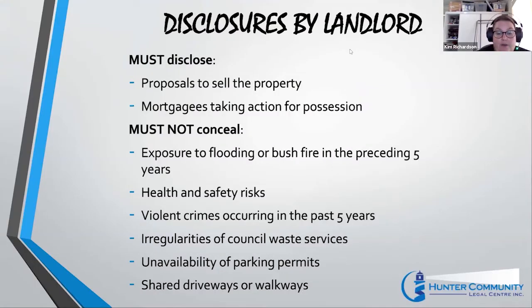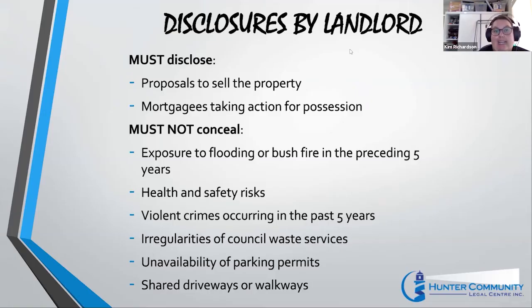The landlord or the agent, if the agent is aware, must also tell you if either of the following apply. They propose to sell the premises, or a mortgagee, so their bank, has started court proceedings to enforce the mortgage over the premises. So it might be a situation where the landlord has failed to pay the mortgage and their bank is taking action to get possession of the house. In all of these circumstances, if the landlord has failed to provide this information to you or disclose it to you, you can actually terminate your tenancy.